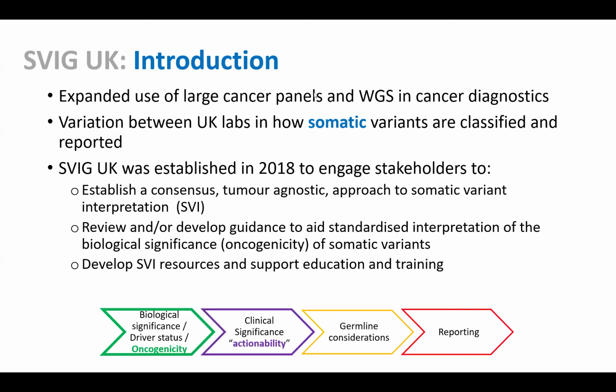So again, I don't need to talk much about the importance of having guidelines, but we in the UK, and I'm sure it is the case around the world, there's a lot of variation when you come to interpreting somatic variants. So when we brought that group together, that was in 2018, and the aim was to try and establish a consensus, a tumor agnostic approach that we can use to standardize somatic variant interpretation. And we were wanting to separate biological significance interpretation from interpreting a clinical activity.